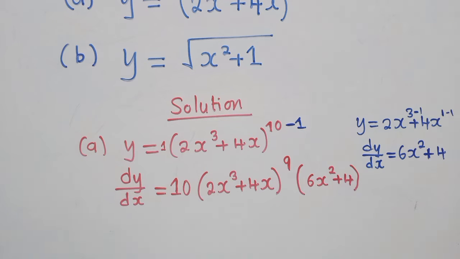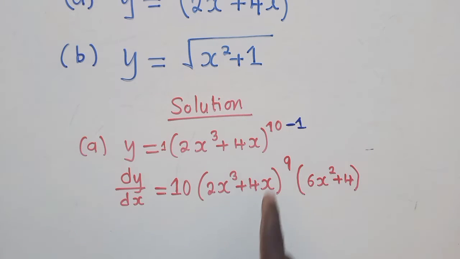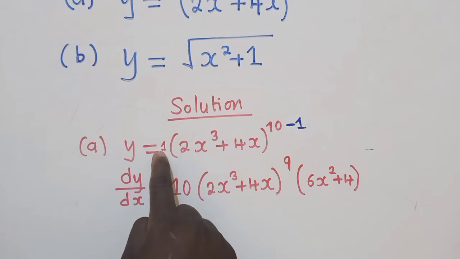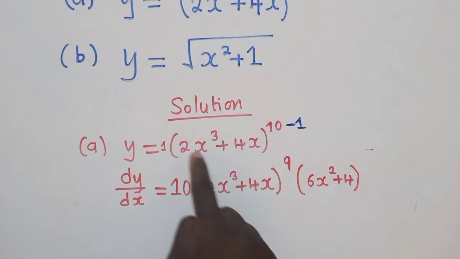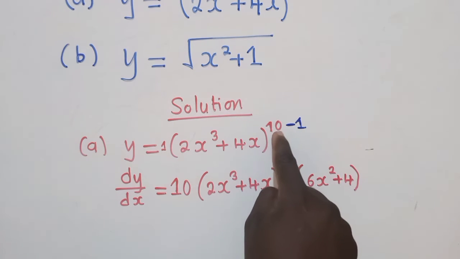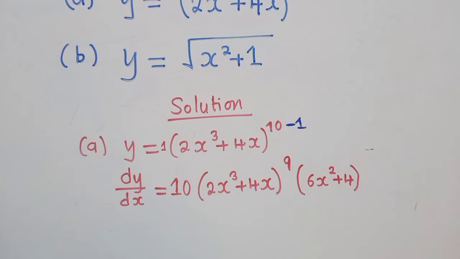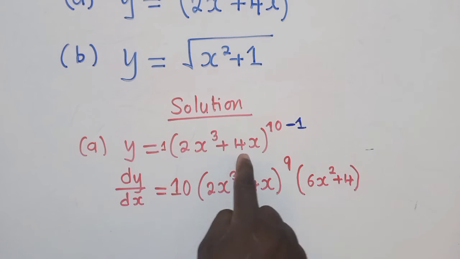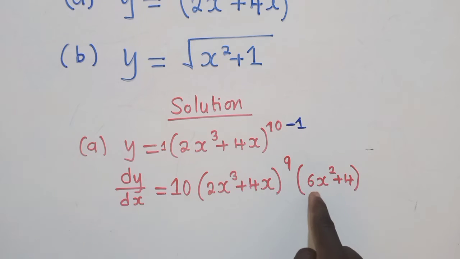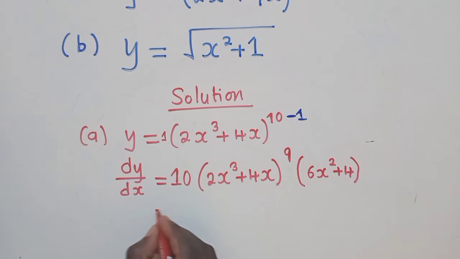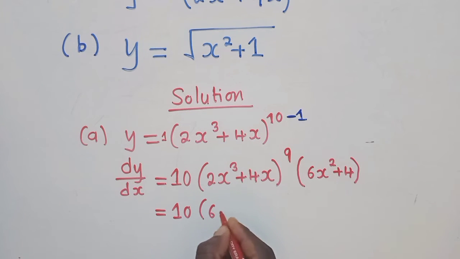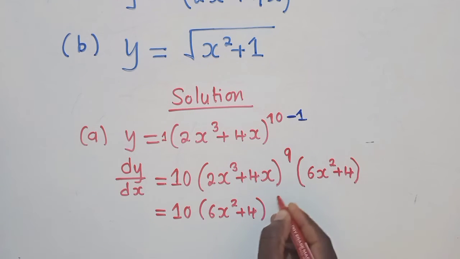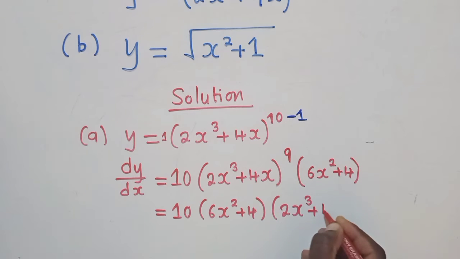So let me say this again. Here, you first get the power. It was power 10. 10 times the 1 which is in front gave us a 10. And then we copy what is here. After that, you subtract a 1 from this power 10, so 10 minus 1 gives us a 9. When you do that, you come back to whatever is inside here and find its derivative, and this is the derivative that we found. You multiply. So this is our solution, which you can write as 10 open bracket 6x power 2 plus 4 close, and so on. This is our solution.